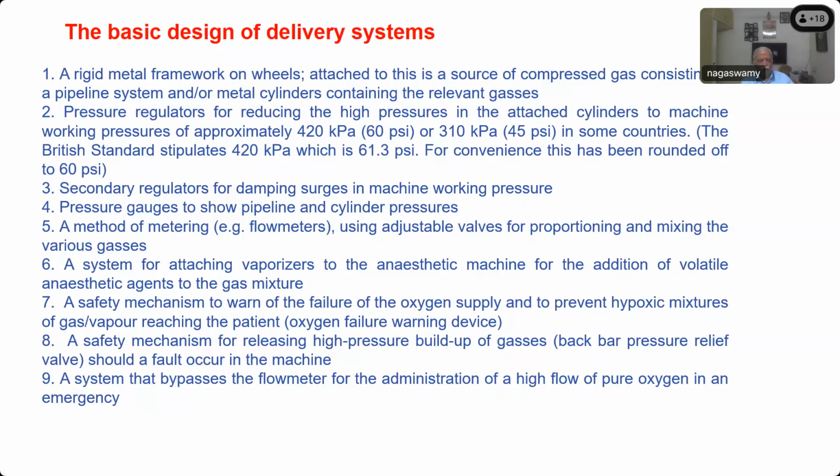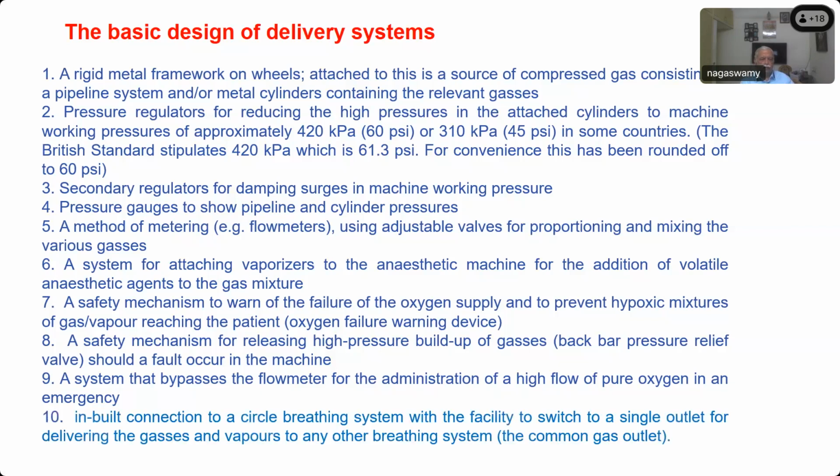After 1 to 5 seconds, it will automatically come out. You cannot deliver oxygen at this high pressure and high flow for more than 5 seconds. So it's a self-limiting oxygen flush, which is a very important safety feature to prevent barotrauma. And there is an inbuilt connection to the circle breathing system to facilitate switch to a single outlet of delivery of gases. This is called the common gas outlet.